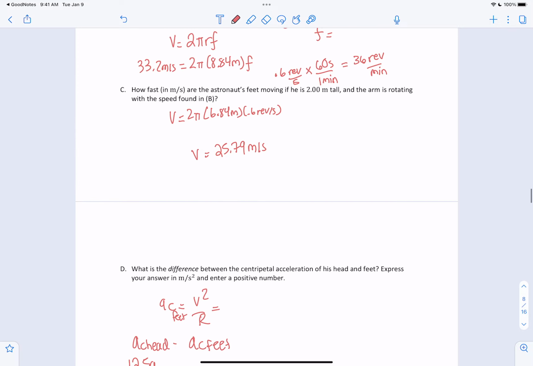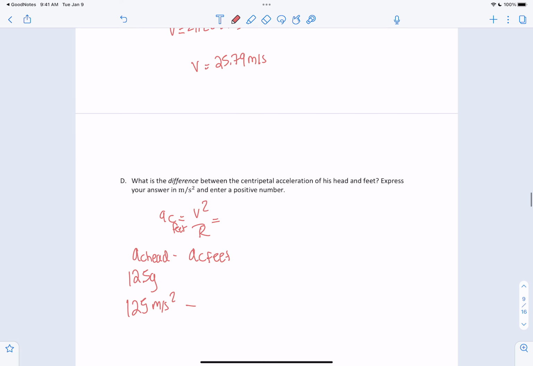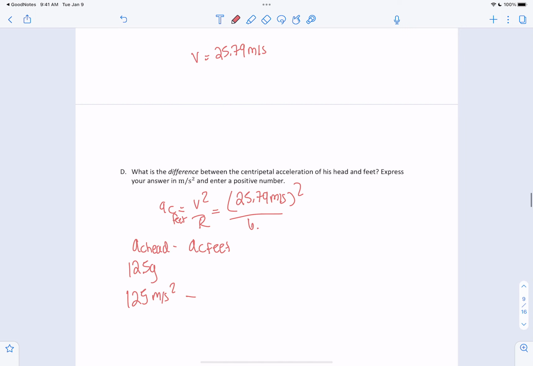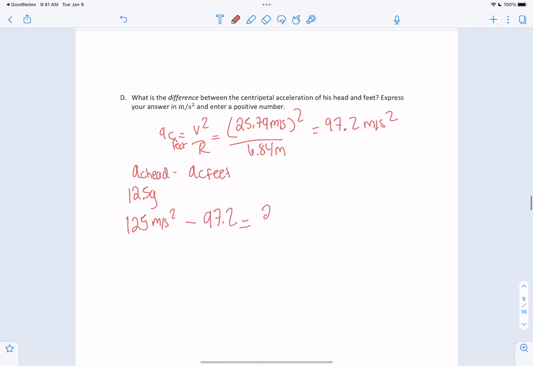AC feet is just equal to v squared over r. Well, we figured out what v was. That was 25.79 meters per second. So we square that and divide by the radius, which was 6.84 meters. So AC feet should be around 97.2 meters per second squared. So we just take 125 minus 97.2, and that should give us about 27.8 meters per second squared, because they're asking for the difference between the acceleration of his head and the acceleration for his feet.